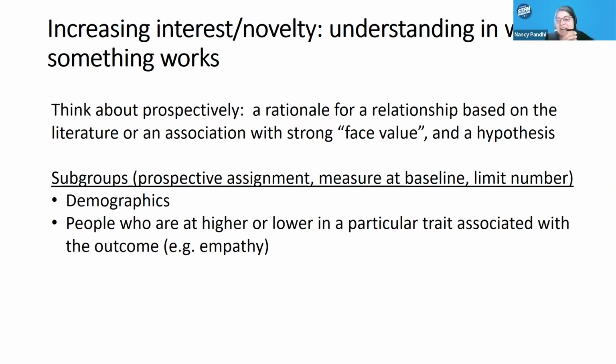Google it or learn more about it, because I think I had a whole class on it somewhere along the way. But again, with these subgroups, assign them up front and measure things at baseline. Don't go back and try to measure it, and try to limit the number, because if you have too many subgroups, you don't have enough power. You can end up with false findings in the analysis if you're splitting your data in too many different ways.